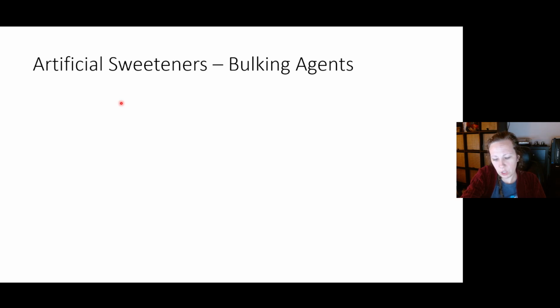So one thing that you should have noticed is that all of the non-nutritive sweeteners were quite a bit sweeter than sugar itself. So if we're going to replace the sweetness of sugar, we're going to use quite a bit less of them than we would sugar itself.